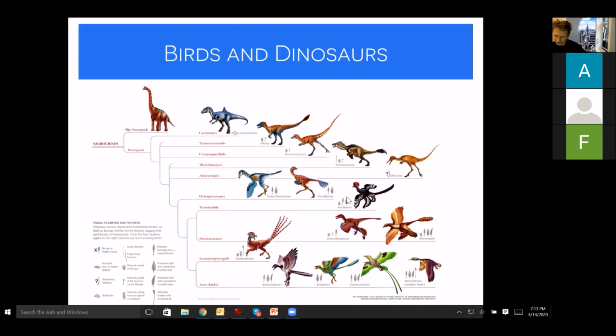Then birds and dinosaurs. That's a very famous dendrogram, or evolution dendrogram. You can sort of see the dinosaur here. And then you can see how the birds came about, and the ones that couldn't fly, right? It's the sort of stuff you can often see in the Natural History Museum.